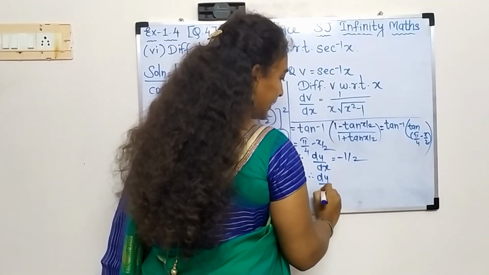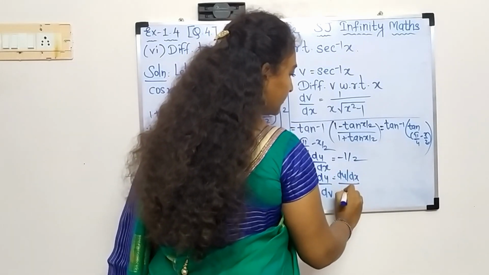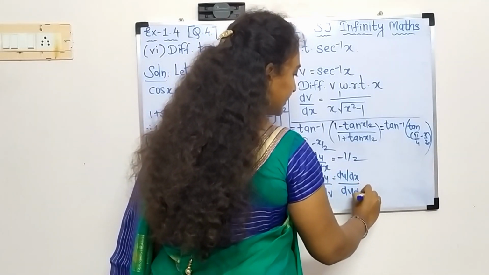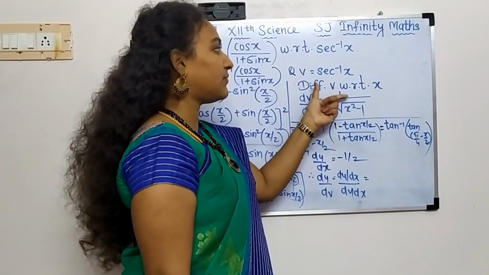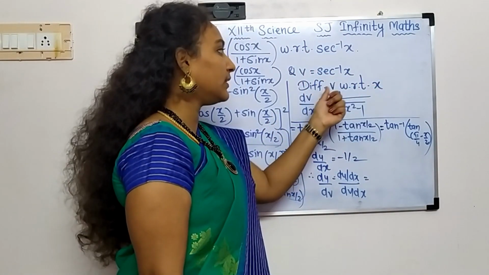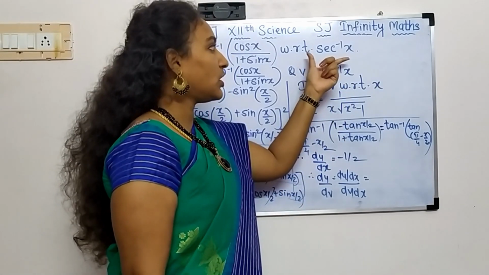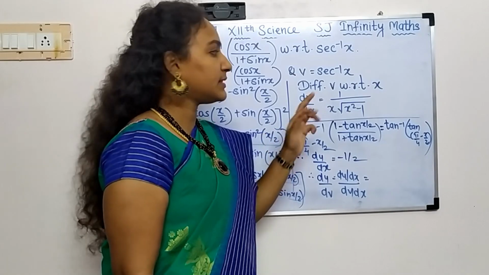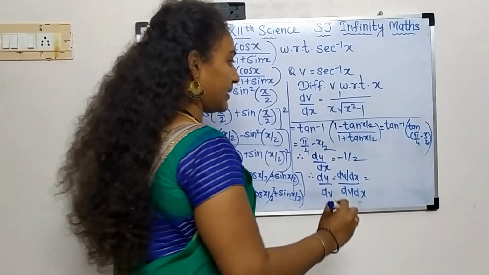Therefore, du by dv is du by dx upon dv by dx. So our v is sec inverse x. When you differentiate with respect to x, we get 1 upon x root x square minus 1. Okay. Because derivative of sec inverse x is 1 upon x into root of x square minus 1.